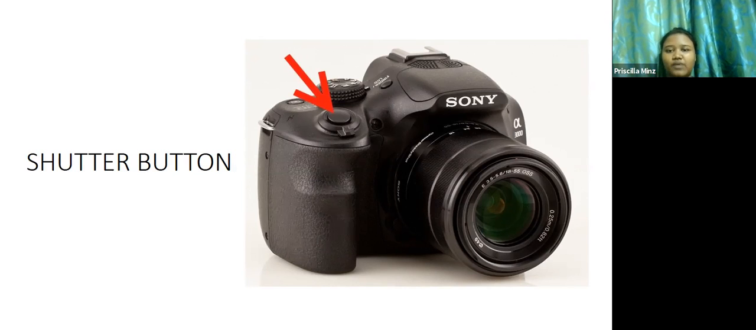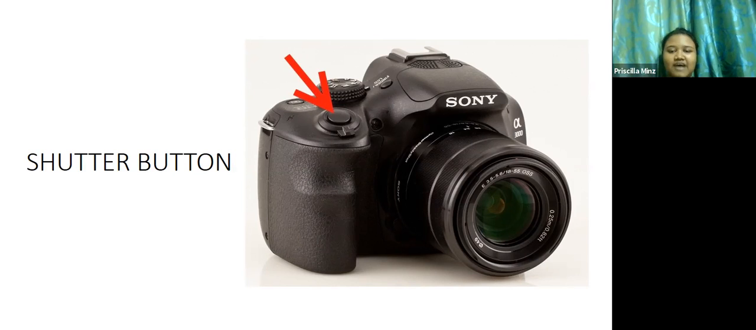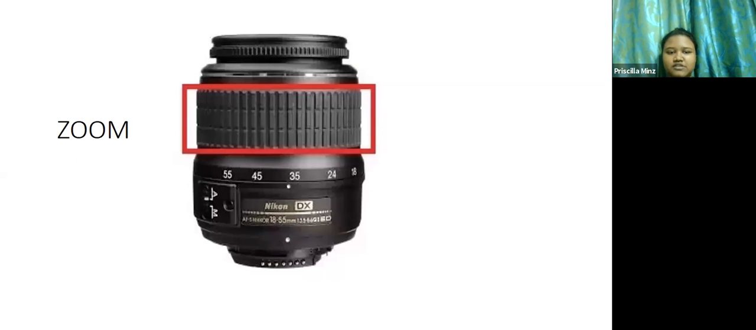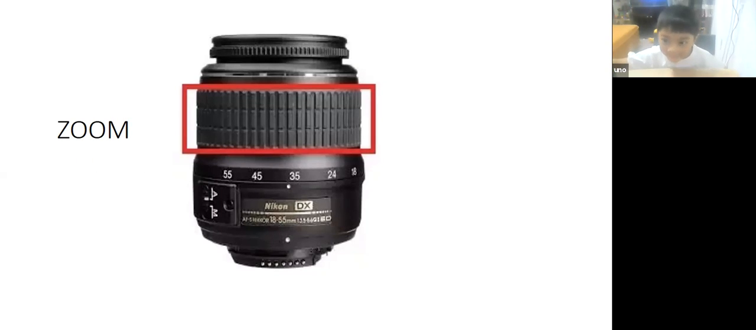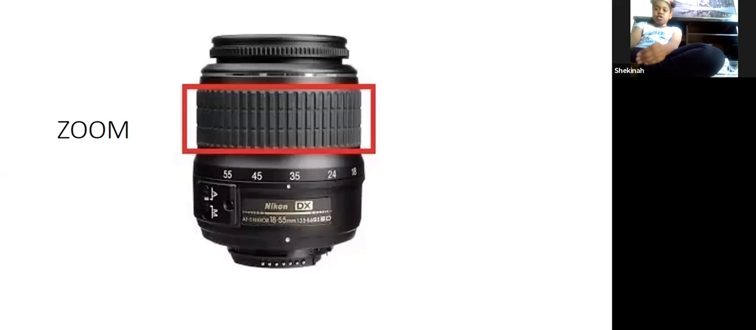What was the first thing that we learned? Lens. Yes, the lens. And now it's the shutter button. Okay, now I'm moving on to the next one. This is zoom. So zoom is also called the zoom ring. All right. So what does zooming allow you to do? I can see Shekinah is trying to zoom into us with her hands. Yes. Okay, so that's what this zoom ring does for the camera.